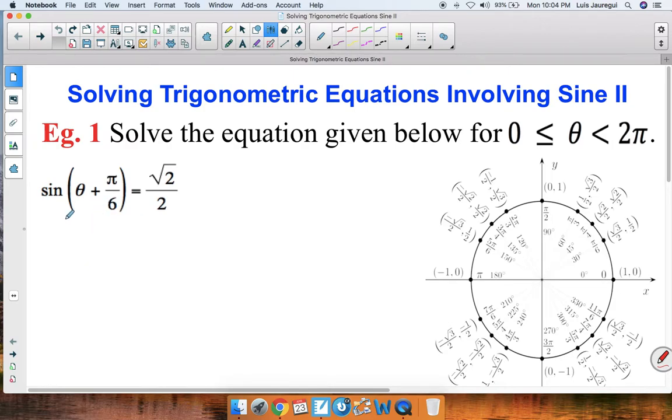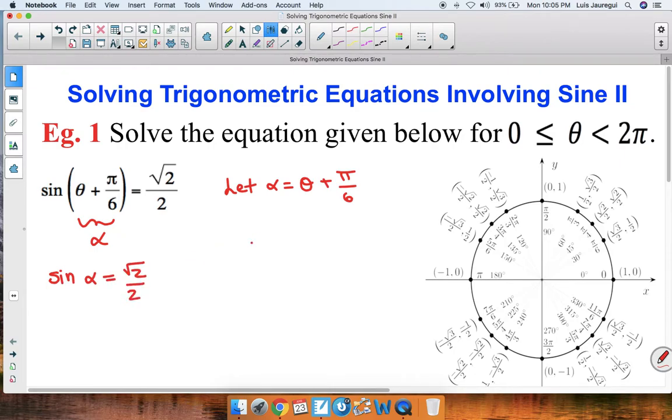Notice that the equation is sine of theta plus pi over 6 is equal to square root of 2 over 2. So what we're going to do is introduce a new variable, namely alpha. Let alpha be equal to theta plus pi over 6. We're introducing this new variable so we can rewrite the original equation in a simpler way. So this now becomes sine of alpha is equal to square root of 2 over 2.